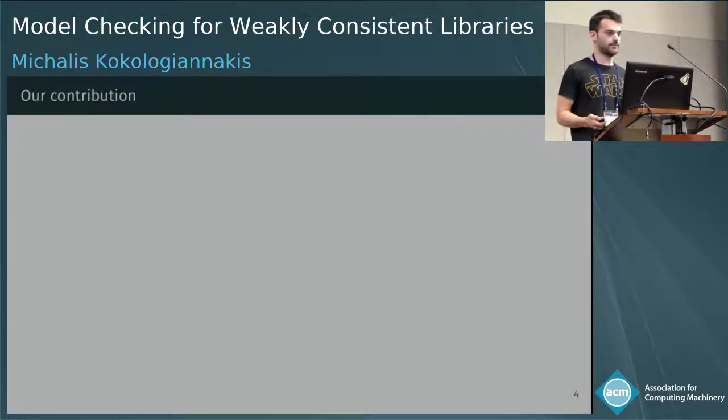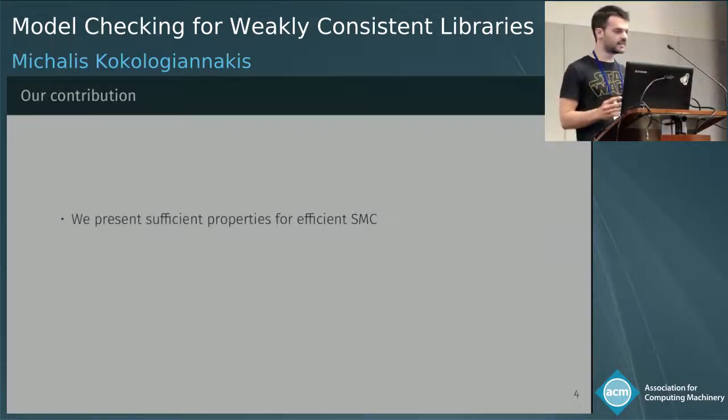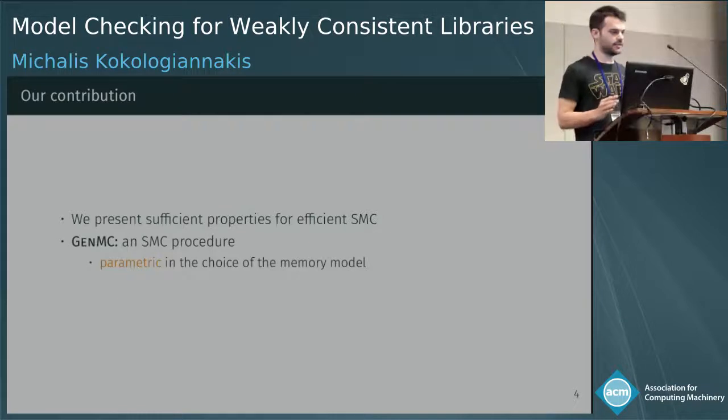And this is where we come in. So what we did is that we investigated and we present sufficient properties for efficient stateless model checking, and then we developed GenMC, a stateless model checking procedure that is parametric in the choice of the memory model. So as long as you have a memory model that satisfies a few basic assumptions that we have in the paper and that I'm going to present in this talk, then you can use GenMC to verify programs under any such memory model.